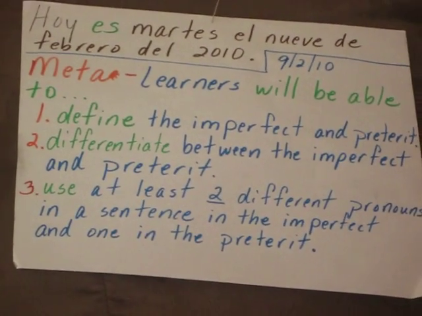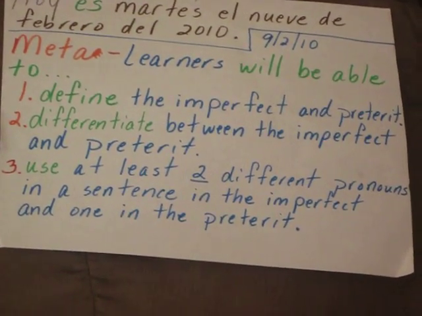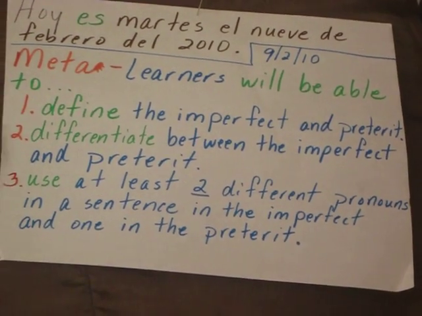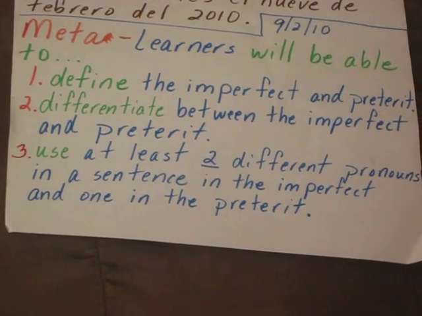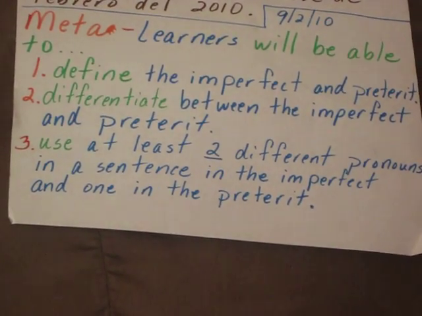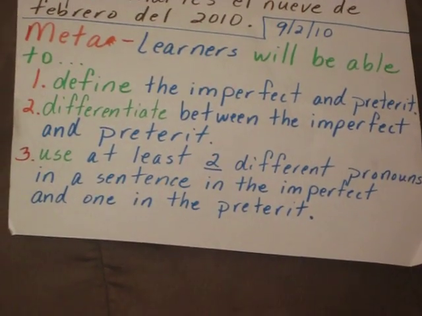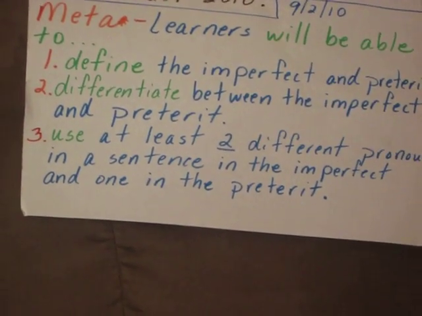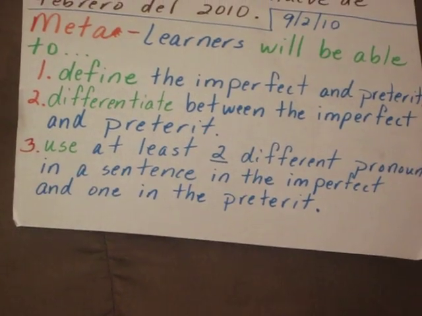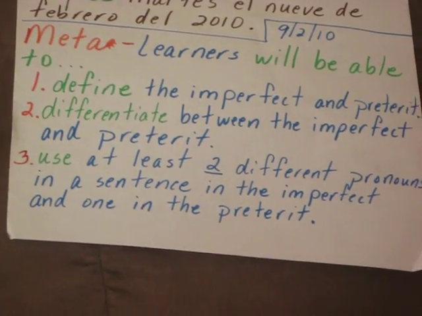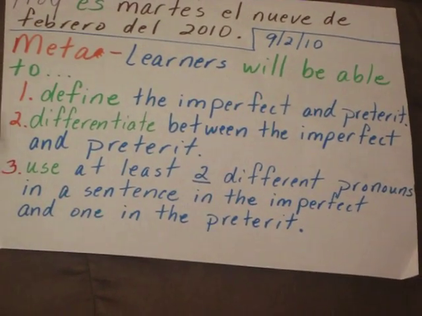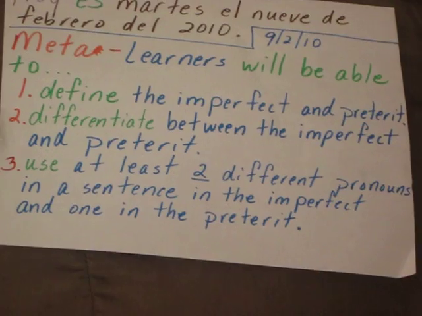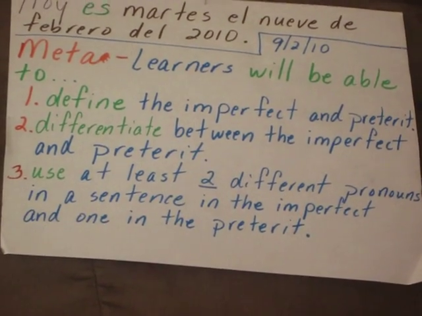Learners will be able to, número uno, define the imperfect and the preterite. Número dos, differentiate between the imperfect and the preterite. And número tres, use at least 2 different pronouns in a sentence in the imperfect and 1 in the preterite. Now, if none of this sounds familiar, please come see me Monday during your lunch, or 7:30 in the morning, or email me and we can figure something out. Okay? Alright, let's move on.